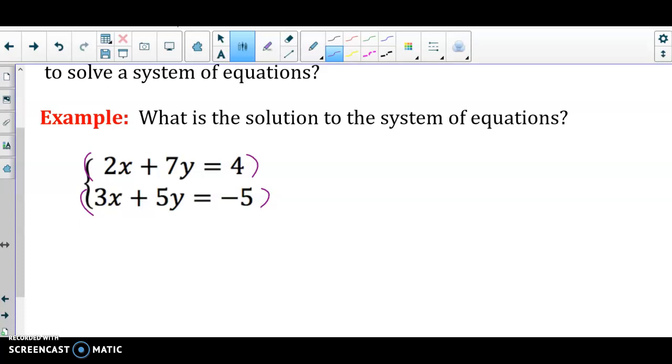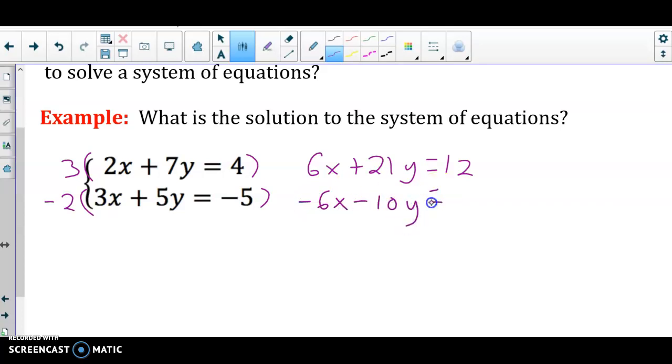So in this case, I'm going to multiply my top equation through by 3 and my bottom equation through by negative 2. Another thing I need to briefly mention here is that when I'm distributing the 3, I need to distribute it to all 3 terms, not just the first 2. That's a common error that I'll see, well, very often. So I'm looking at 6x plus 21y equals 12. And then I'm looking at negative 6x minus 10y equals 10.